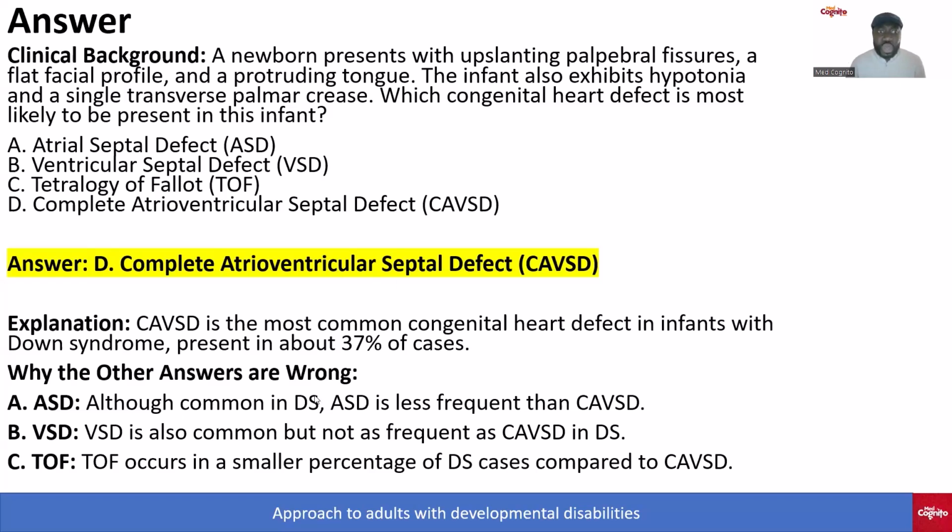Now, although ASD is common, it is less frequent than CAVSD. And although VSD is also common, it is not as frequent as complete atrioventricular septal defect. And although tetralogy of Fallot is seen, usually it is seen in a very, very small number of patients who present with Down syndrome. So this is the first catch. If you sleep and somebody wakes you up, what is the commonest congenital heart defect in children with Down syndrome? It should be complete atrioventricular septal defect. Doctors, that's a huge learning point there. Okay, let's go to the next one.